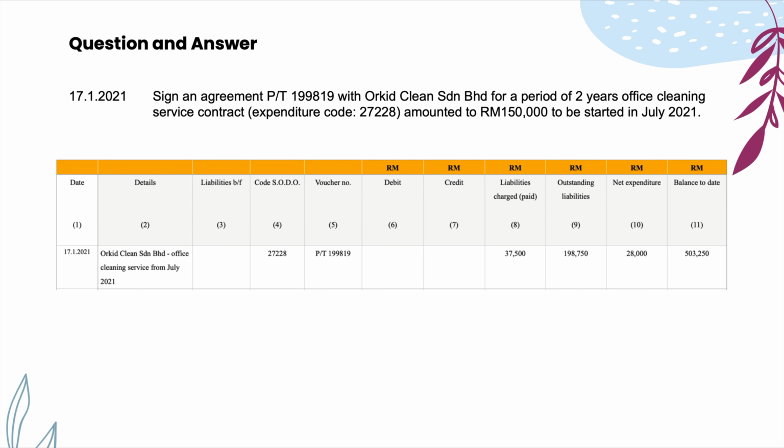The 12th transaction is on 17th January 2021. Signed an agreement PT 199819 with Orchid Clean Sdn Bhd for a period of 2 years office cleaning service contract with expenditure code 27228 amounting to 150,000 ringgit to be started in July 2021. In effect, at Part 3 of the vote book, the amount of 37,500 ringgit will be put at the liabilities charge column, where I get 37,500 ringgit is 150,000 divided by 2, and the amount will be times 6/12 since it started in July 2021.